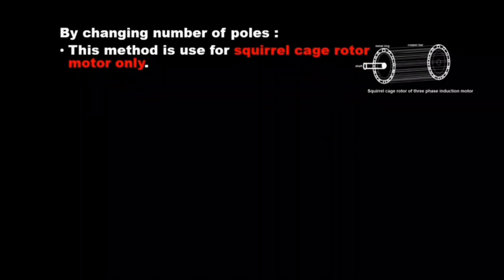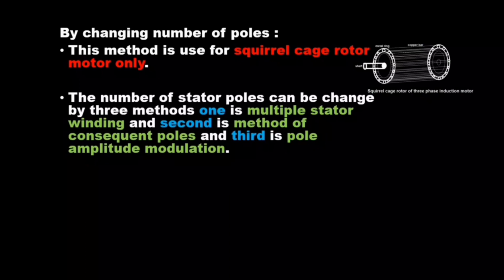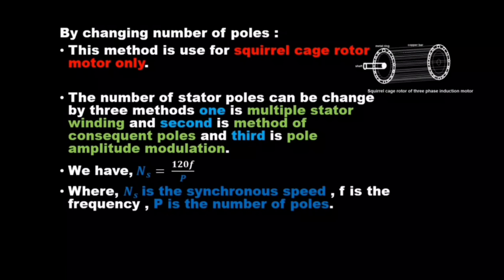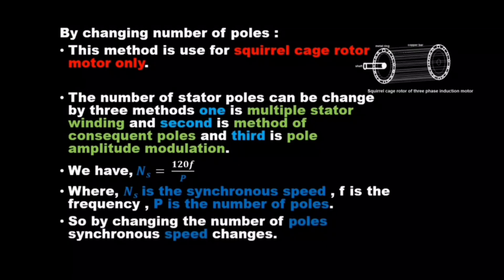The number of stator poles can be changed by three methods: one is multiple stator winding, second is method of consequent poles, and third is pole amplitude modulation. We have Ns is equal to 120 F by P, where Ns is the synchronous speed, F is the frequency, P is the number of poles. So by changing the number of poles, synchronous speed changes.